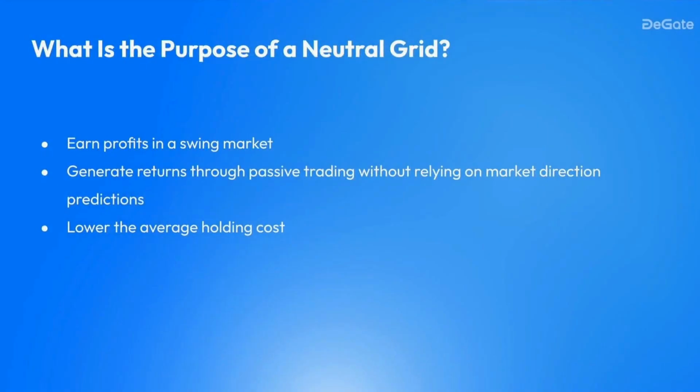What's the purpose of a neutral grid? A neutral grid can earn passive income during periods of fluctuation. It doesn't rely on subjective judgments of market direction and earns passive income through buying low and selling high in grid trading. Grid profits can also lower the average cost of holding positions.